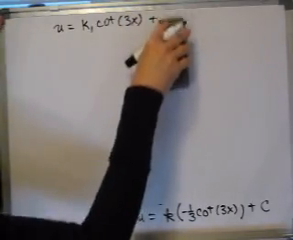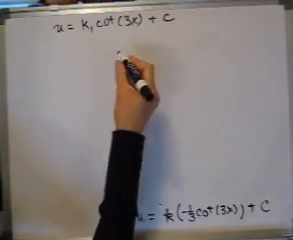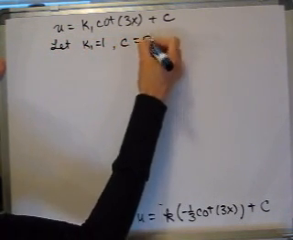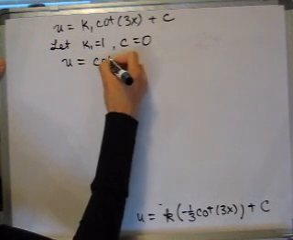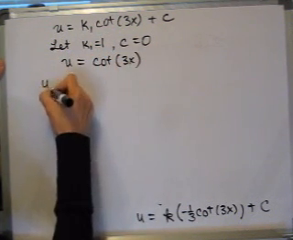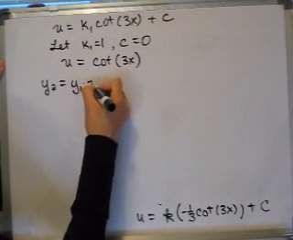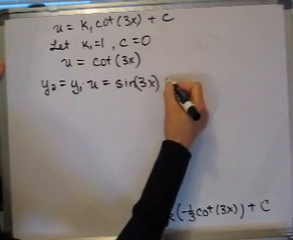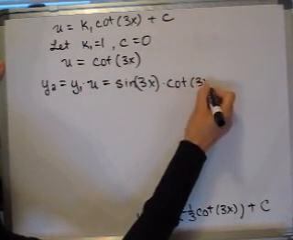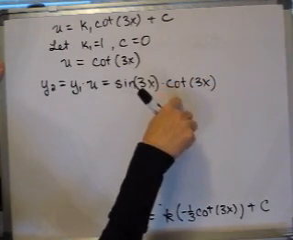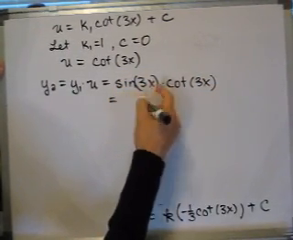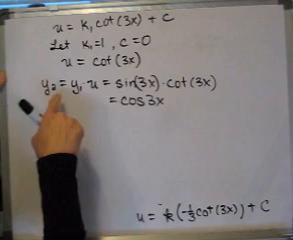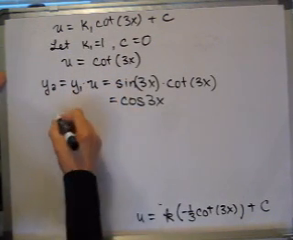And I just need something for u, so I'm going to pick something kind of simple. If I let k1 equal 1 and c equal 0, then what I get for u is simply the cotangent of 3x. And my second solution, y2, which is the first solution times u. Remember, y1 was the sine of 3x, and then u is just going to be the cotangent of 3x. And since cotangent is cosine over sine of 3x, this simplifies, the sines cancel, to the cosine of 3x. So the two solutions are y1 is sine of 3x and y2 is the cosine of 3x.